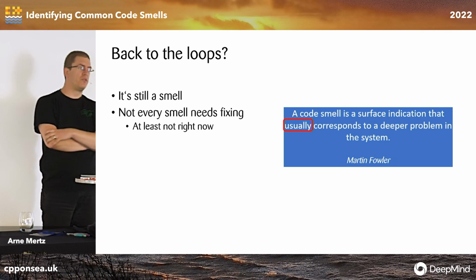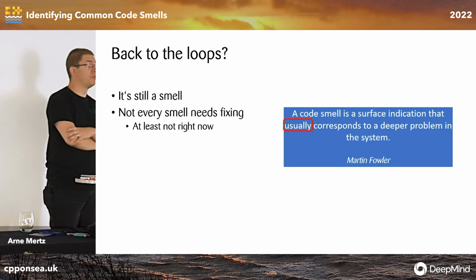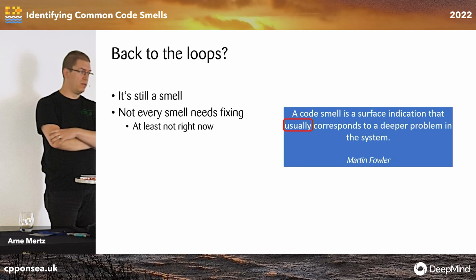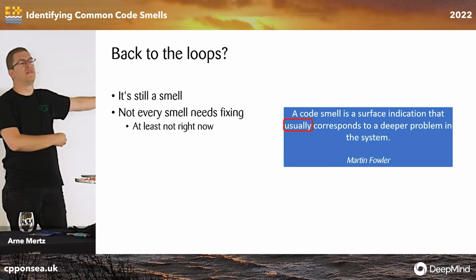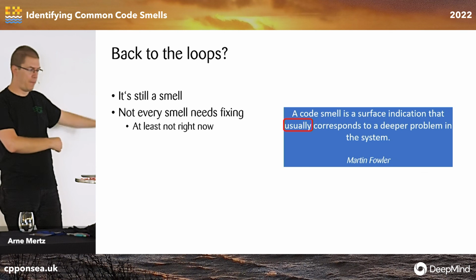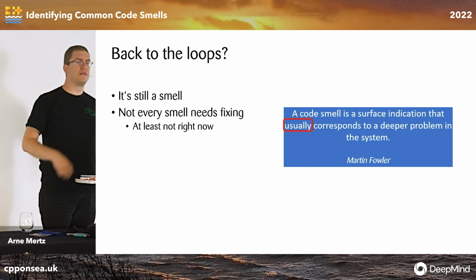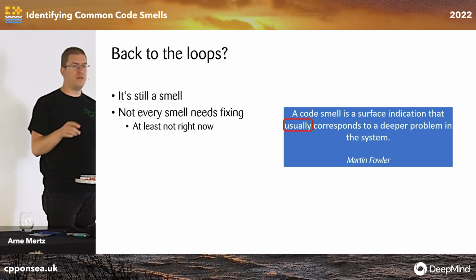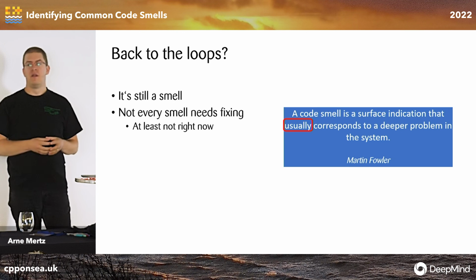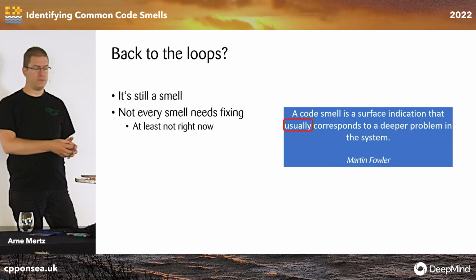The range for, instead of using the algorithm, is still a smell, which is an indication that usually, but not in this case, shows a deeper problem. So in this case, it doesn't need fixing. We still should use the for loop because it's more readable, and this is what matters in this case.